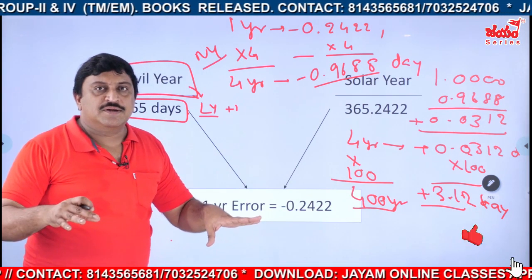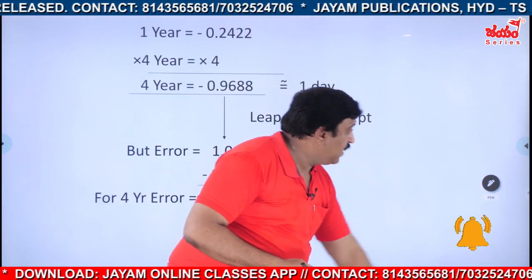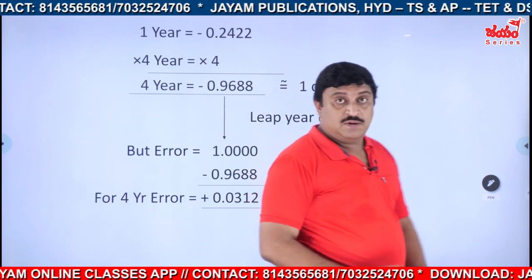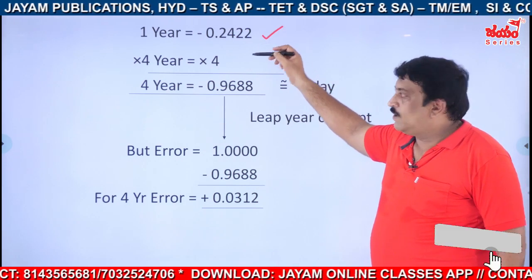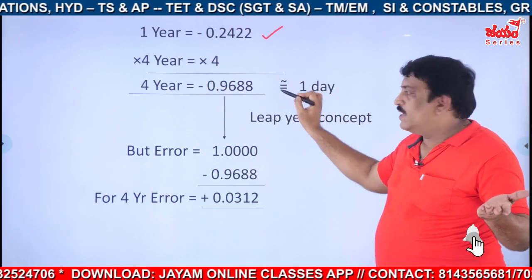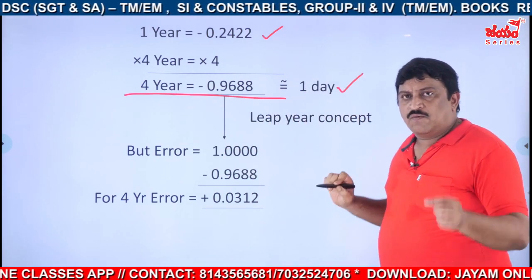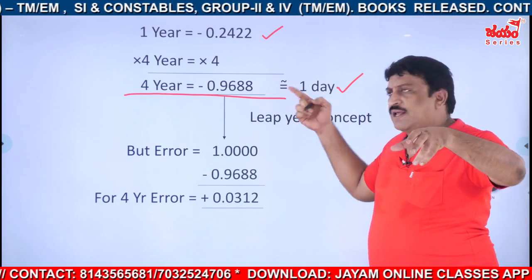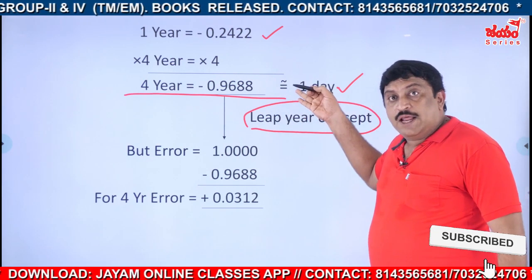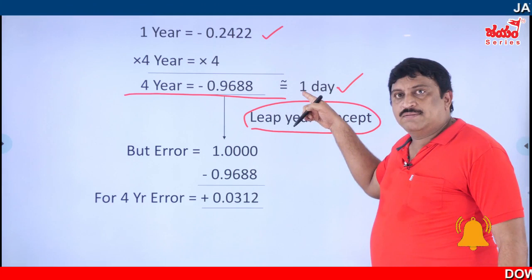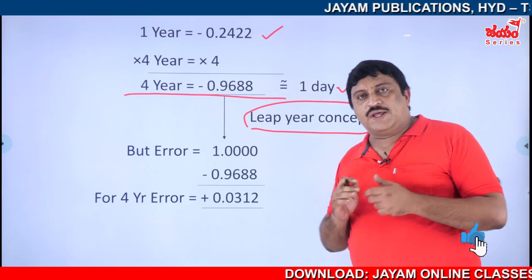They searched where to remove these things, right? So now, you see this one. For 1 year, this much less error, into 4, 0.9688. Since this error for 4 years is just 1 day, almost nearer to 1 day, they have taken that. For that reason, the leap year concept started adding 1 day. But the error has now become 0.0312 for 4 years.